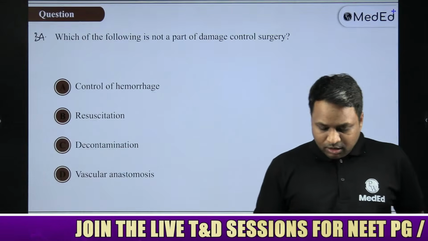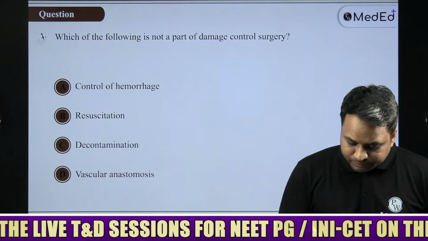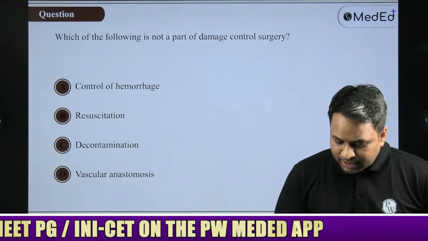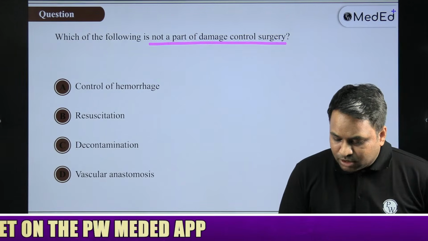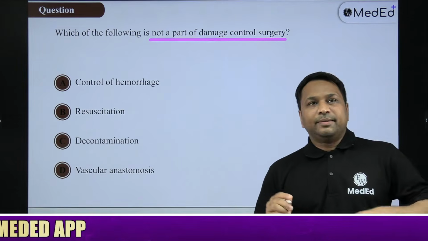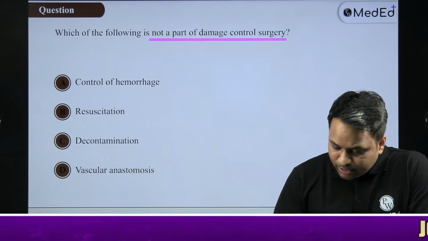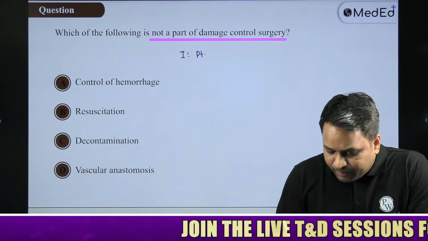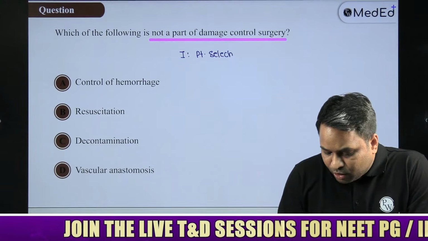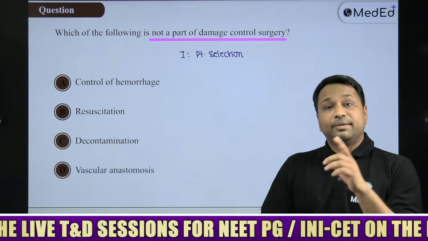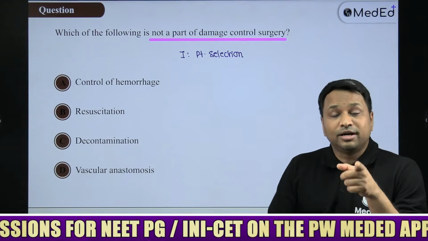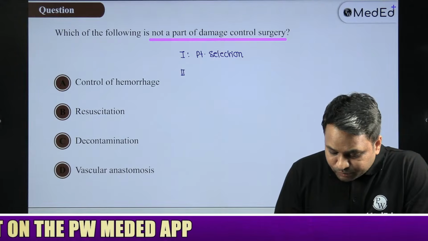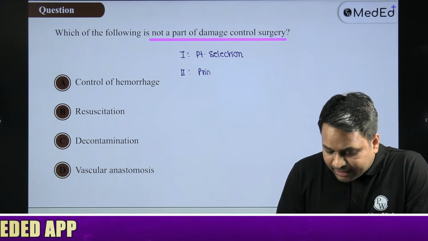Now, which of the following is not a part of damage control surgery? There are a lot of not questions in INI. Damage control surgery comes in stages, right? What is stage 1 of damage control surgery? It is your patient selection. You should know which patient will require damage control surgery and which will require early total care, which is called ETC. Stage 2 is primary exploration.